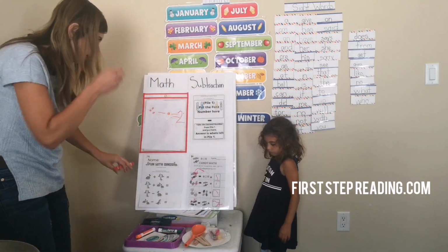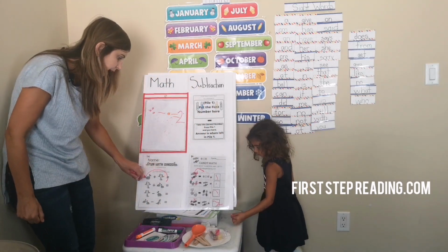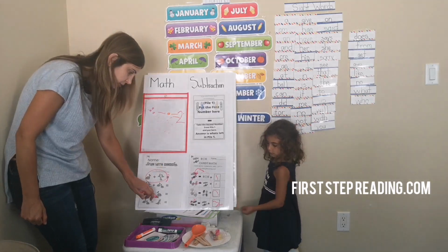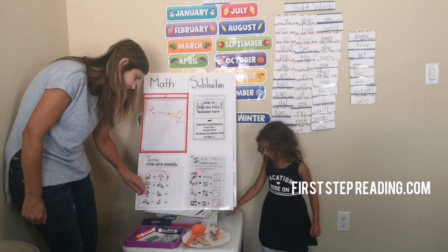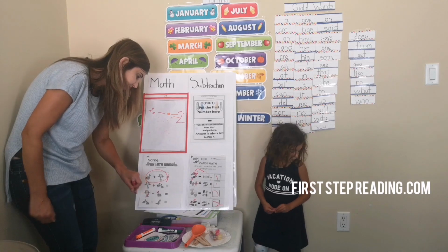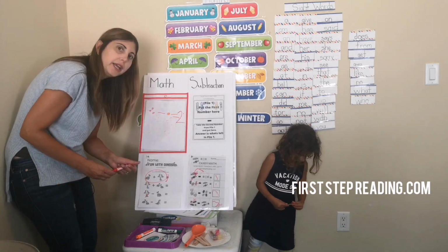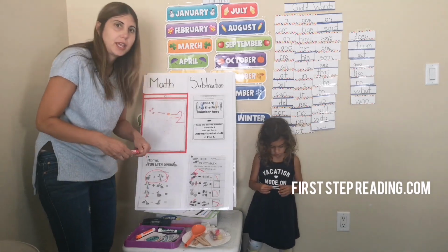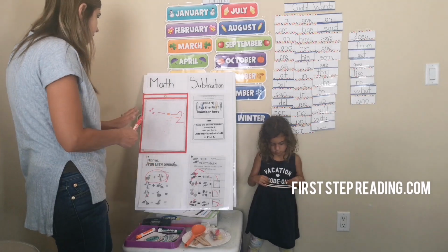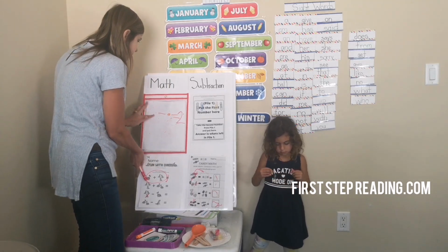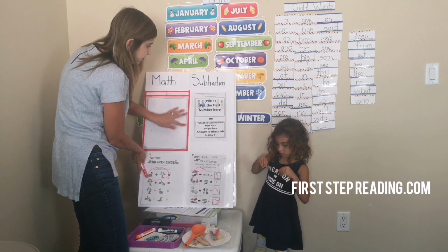Okay. So addition, we add them all together. Subtraction, something from the first number leaves. Okay? Something gets taken away. Let's try 1 more. This is a new concept. Haley, look.